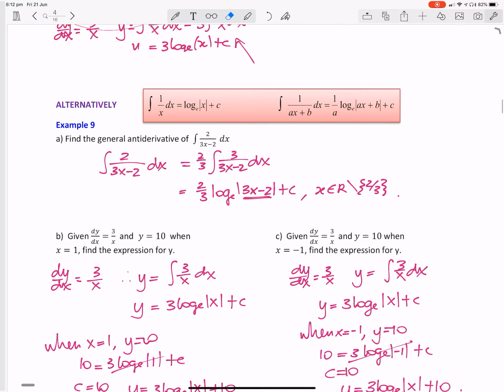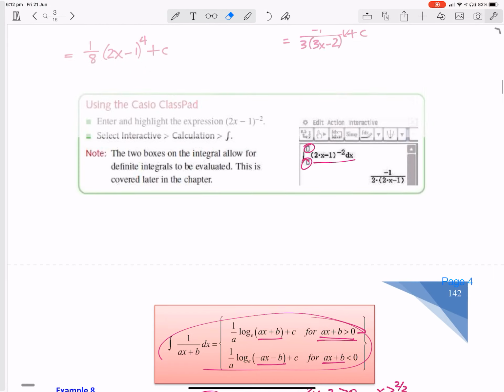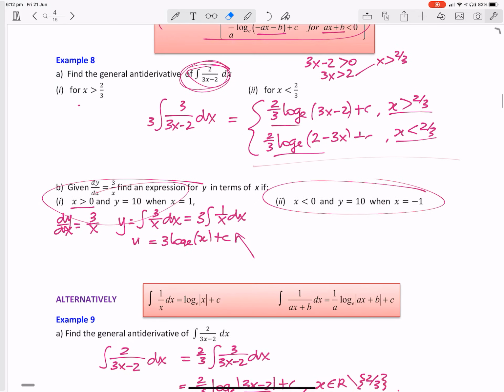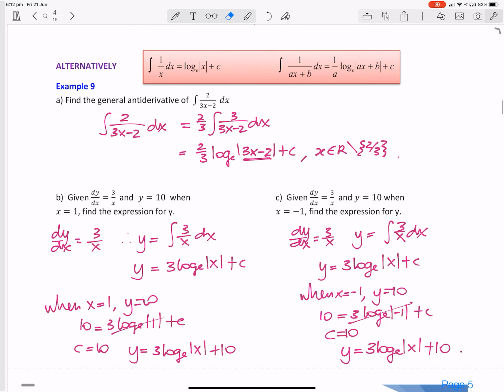I will show you that more in a later video, but hopefully this has helped with integrating functions where the top is the derivative of the bottom. So it's going to be a log as top is derivative of the bottom.